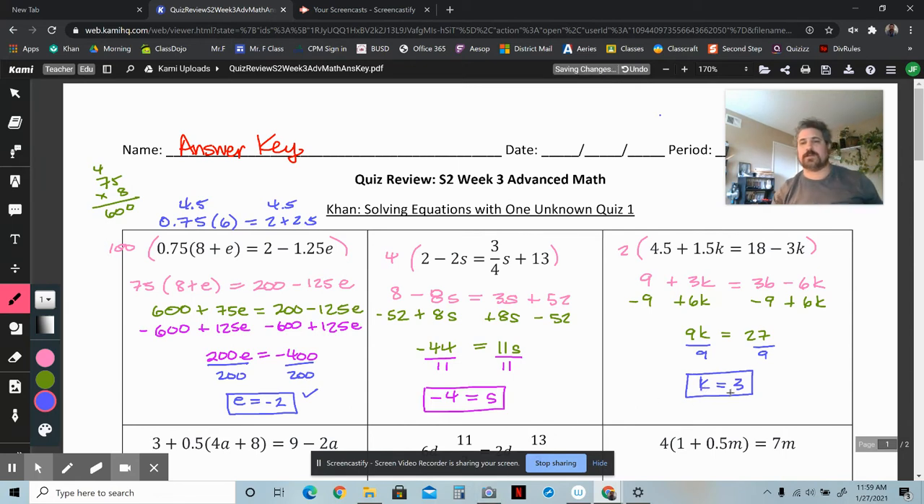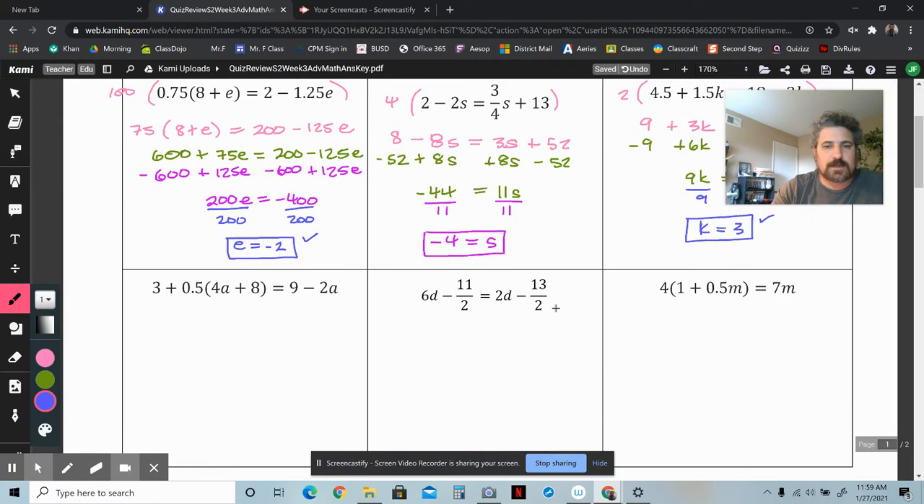My head sometimes goes to the answer, so apologize for that. All right, so once you get the answer, you could plug it back in and see if you get a true statement. 4.5 plus 1.5 times 3, which is 4.5, is 9. And then minus 3 times 3 is 9. So this is going to be 18 minus 9. And so we can see that 9 is equal to 9. It works. This one I can verify quickly mentally, so I just did. Let's go and take a look at the next one.